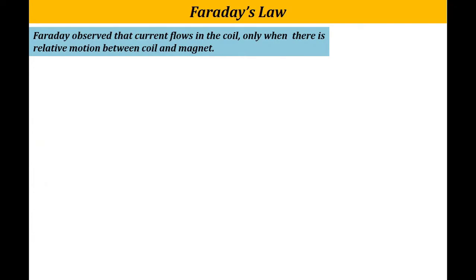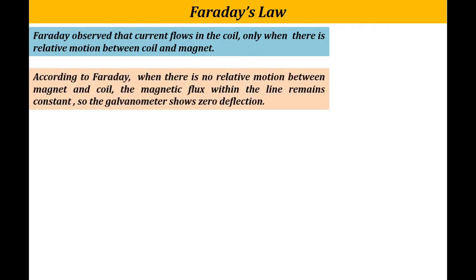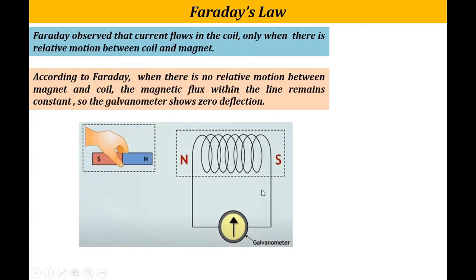So Faraday observed that current flows in the coil only when there is a relative motion between the coil and the magnet. Now what is the meaning of relative motion? Either the coil has to be moved or the magnet has to be moved. That is, either the conductor is to be rotated or there will be a changing magnetic field. Now here you will observe that according to Faraday, whenever there is no relative motion between the coil and the magnet, the magnetic flux linked with the coil remains constant, and therefore the galvanometer will not show anything, or there will be zero deflection. So here you will observe that this is a magnet which is placed stationary.